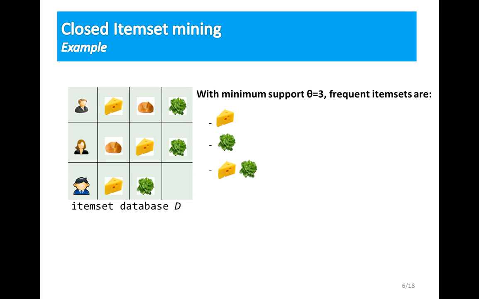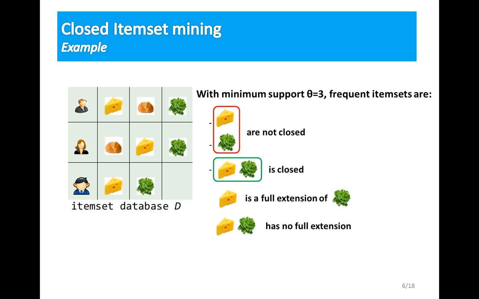Now with the previous example, we had these three frequent item sets. These three item sets have the same frequency equal to 3, and the two first ones are included in the third one. So we say that the two first item sets are not closed since they can be represented by the third one. Here we also have typically an example of full extension. So here we have cheese is a full extension of salad and vice versa. The third item set has no full extension, so we cannot add another item to this item set without changing its frequency.